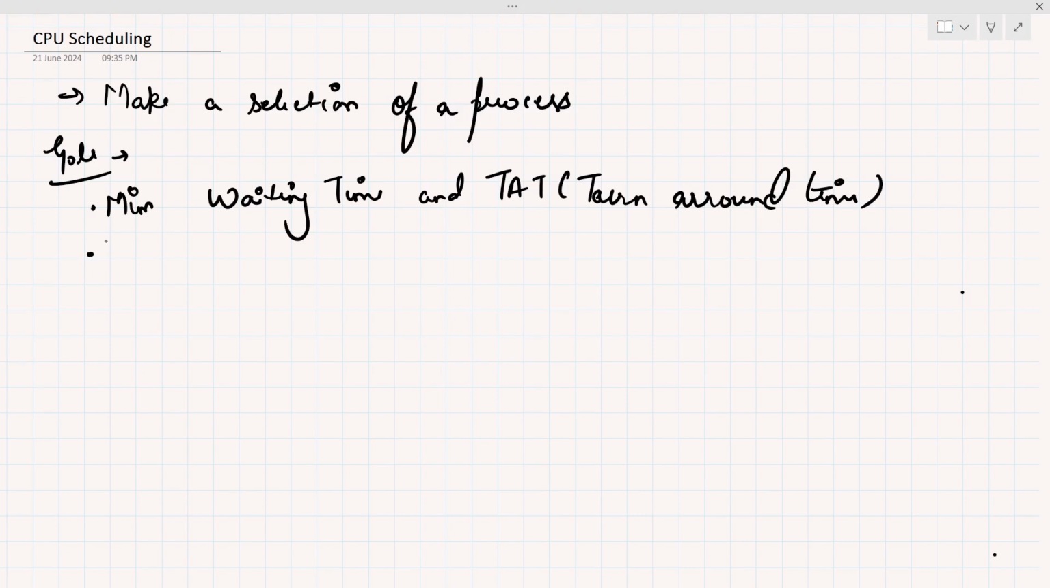What is another goal that CPU scheduling achieves? It maximizes CPU utilization. What is the meaning of CPU utilization, or you can say throughput?